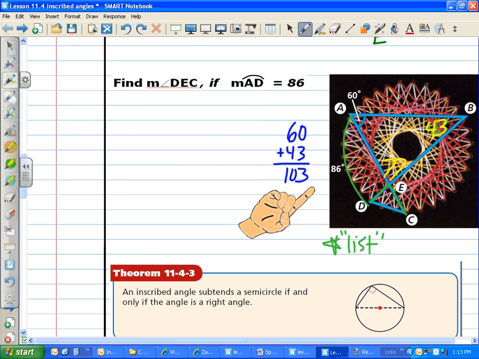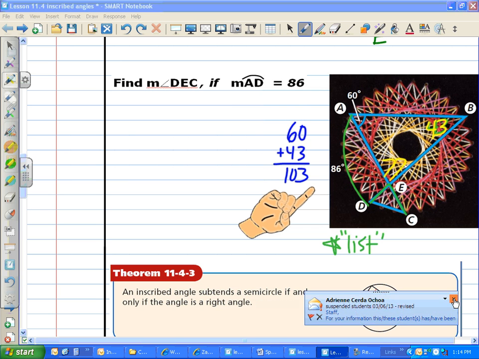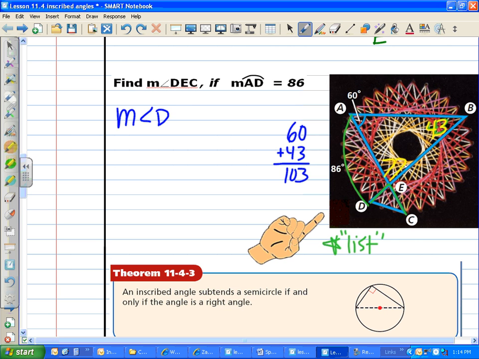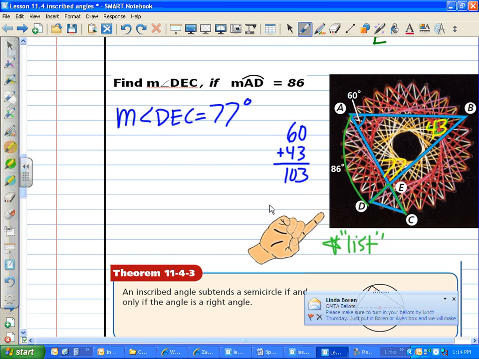Okay, this is 77. Okay, let me ask you this. What do you guys know about these type of special angles? Look, this one right here and the one directly across from it. What kind of angles are these? I hope you're telling me these are vertical angles. That's a really important theorem. Vertical angle theorem. So this is 77. This is 77. Okay? So angle DEC is 77. Done. That was pretty easy, actually.